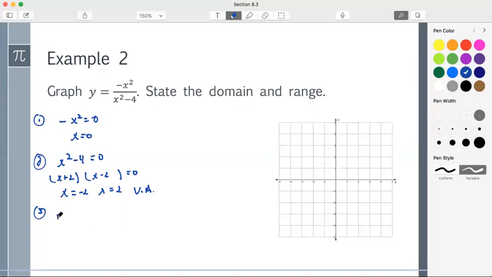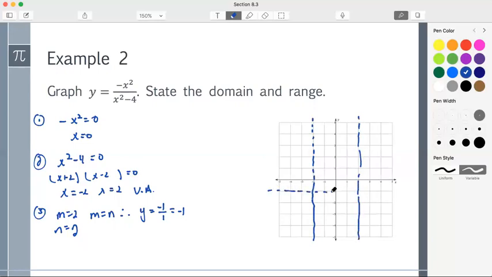Step 3, the power on top is 2, the power on bottom is 2, m equals n, therefore y equals -1/1, or -1, the ratio of the leading coefficients. So plotting what we have here, -2, +2, and -1, and then we're plotting 0.